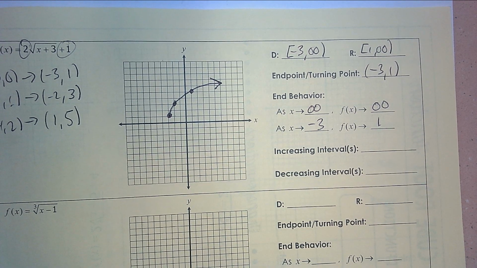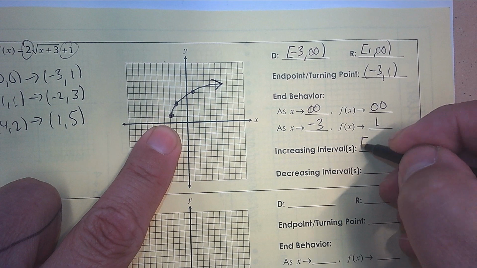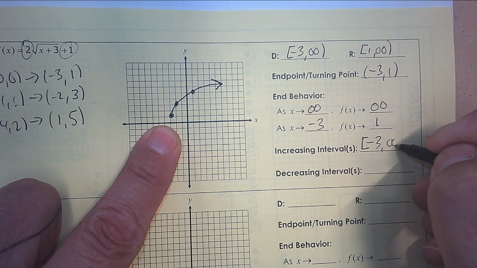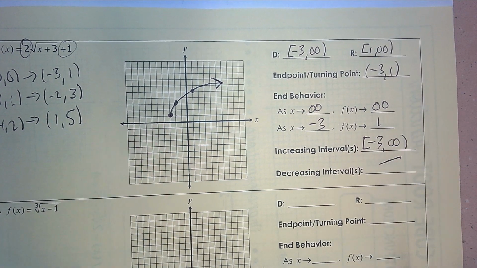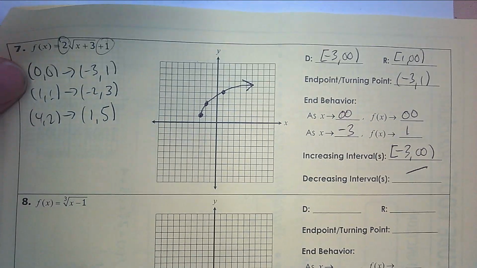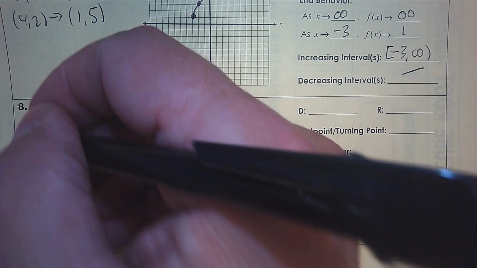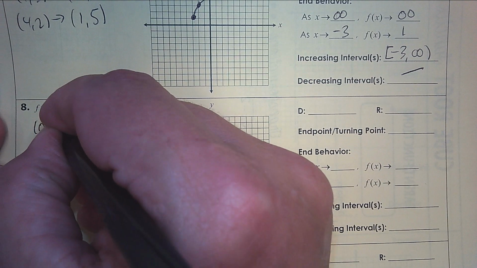So where does it start? What x value does it start at? At -3 and then to infinity, and there's nothing that's decreasing. All right, number 8, cube root. So for cube root, we do have a 0, 0. That's called a point of inflection.